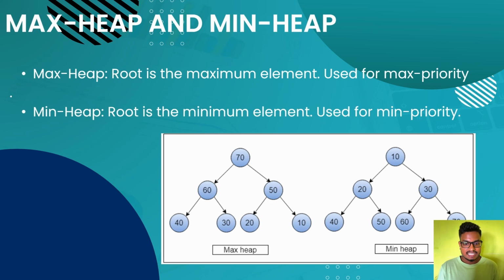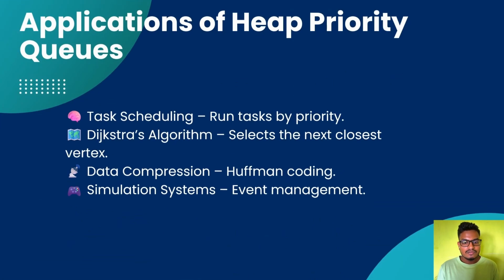Next, applications. So where do we actually use heap-based priority queues? Task scheduling. Operating systems often use them to run tasks in order of priority. Dijkstra's algorithm. When finding the shortest path in a network, you repeatedly choose the smallest distance, perfect for a min heap.